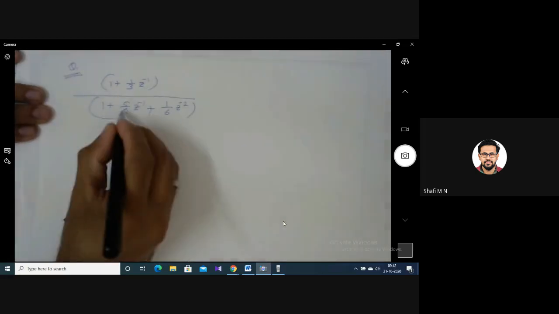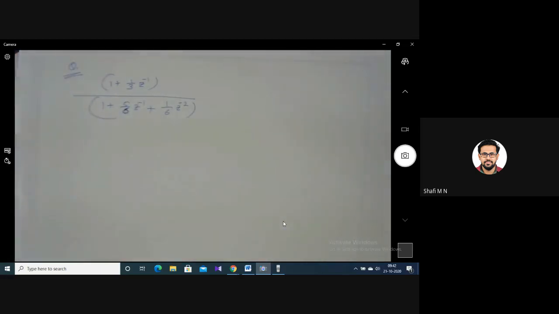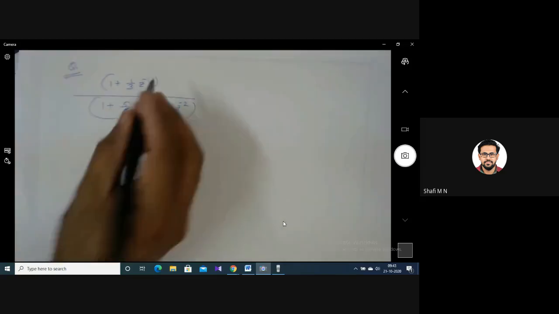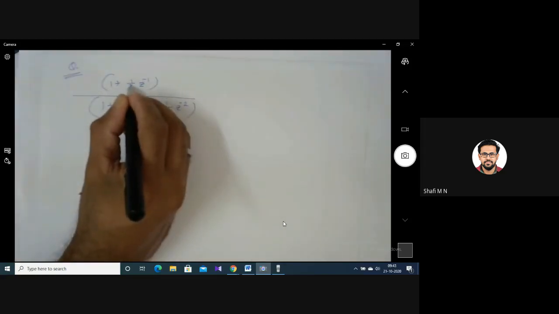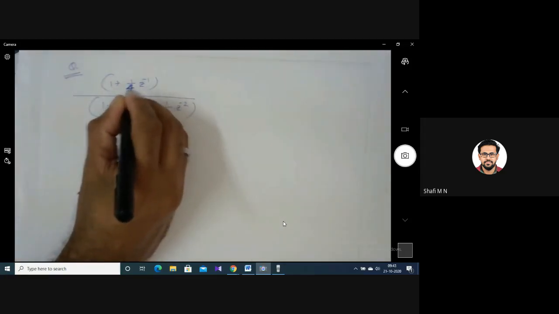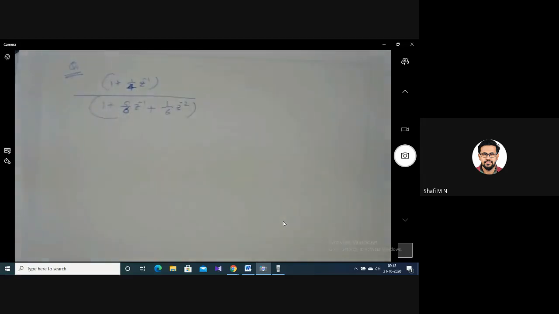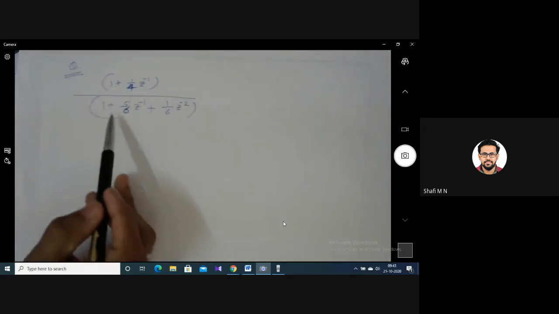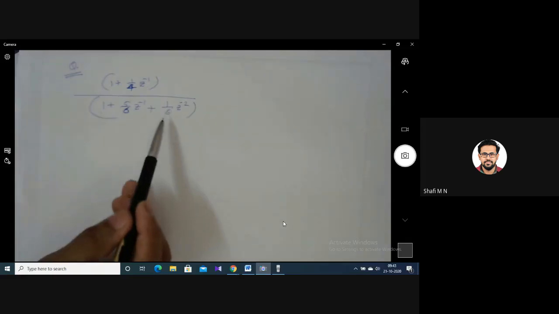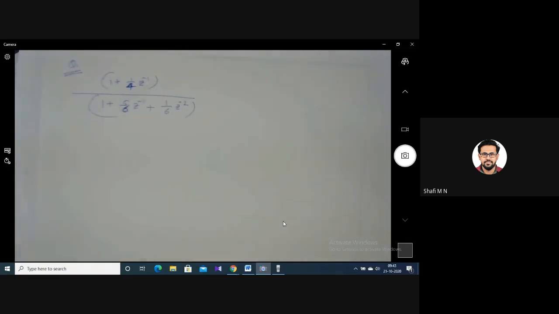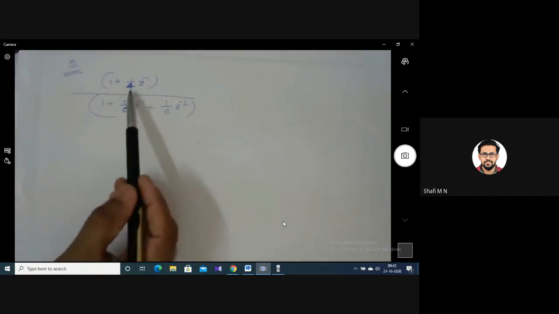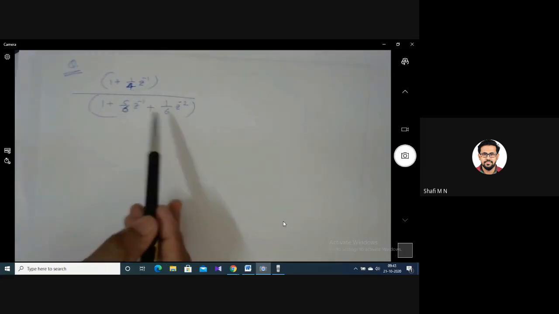You try with this. This is 5 by 6. One minute. Numerator, just make it 1 by 4. Change the numerator to 1 plus 1 by 4, and the denominator is 1 plus 5 by 6 and 1 by 6. I made a correction in the question. Numerator is 1 by 4. This is 5 by 6. This is 1 by 6.